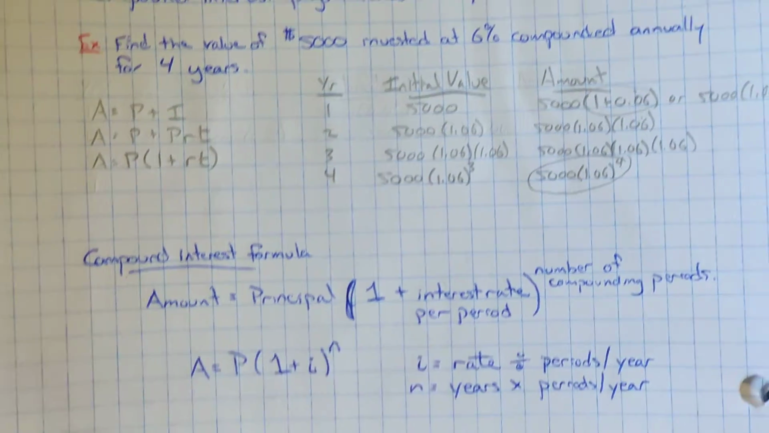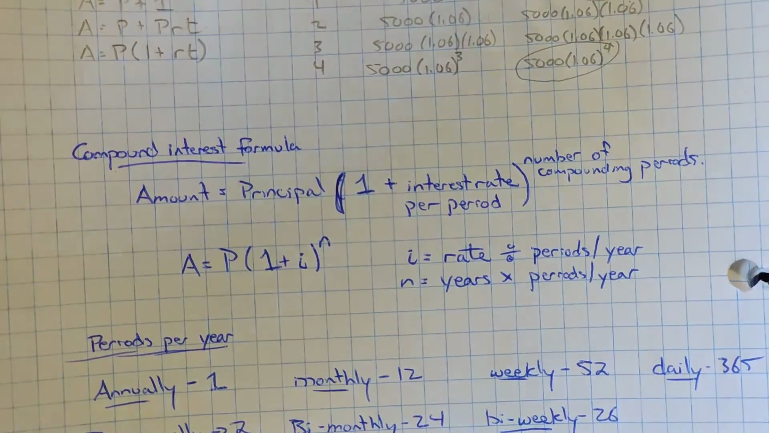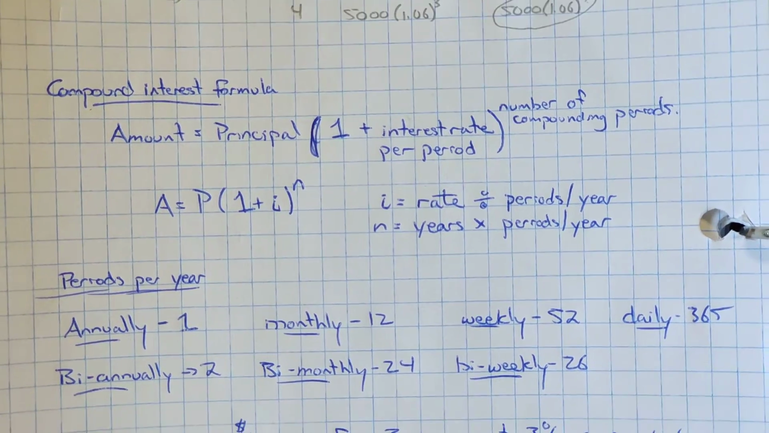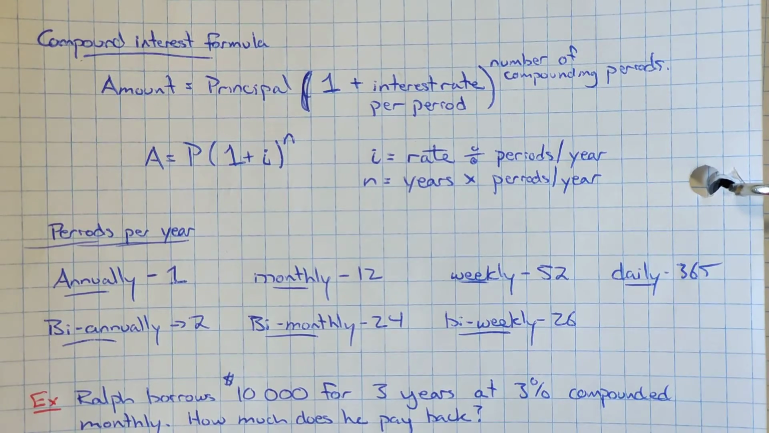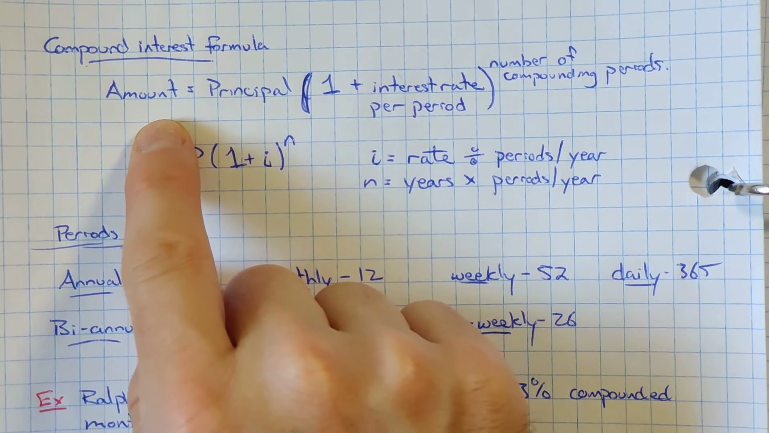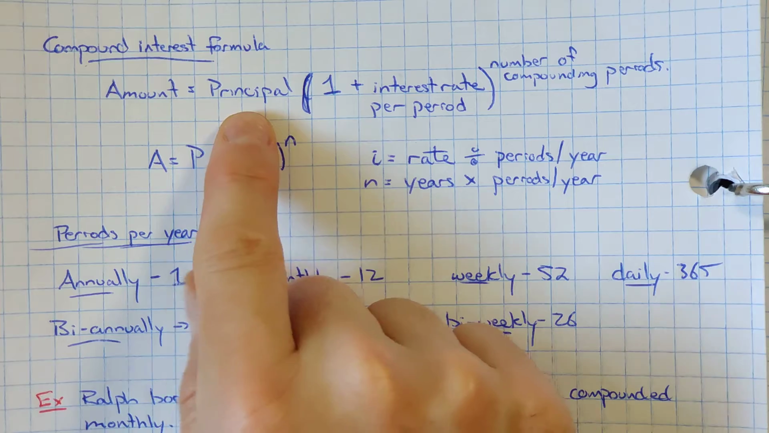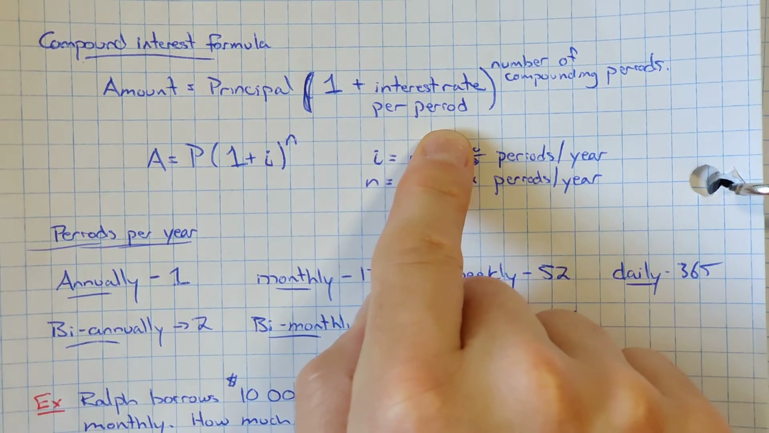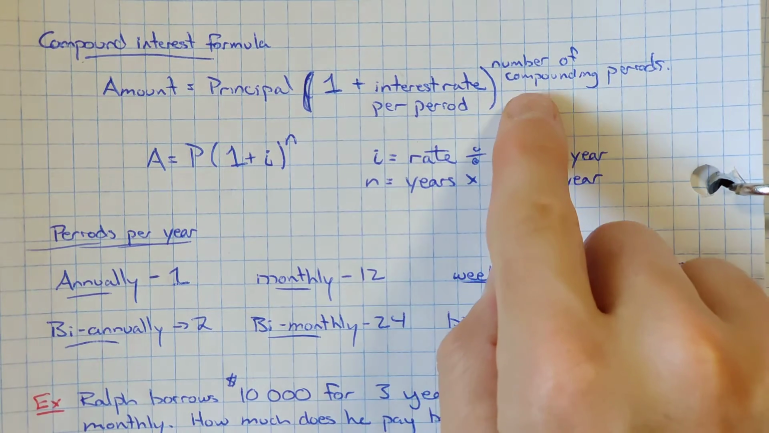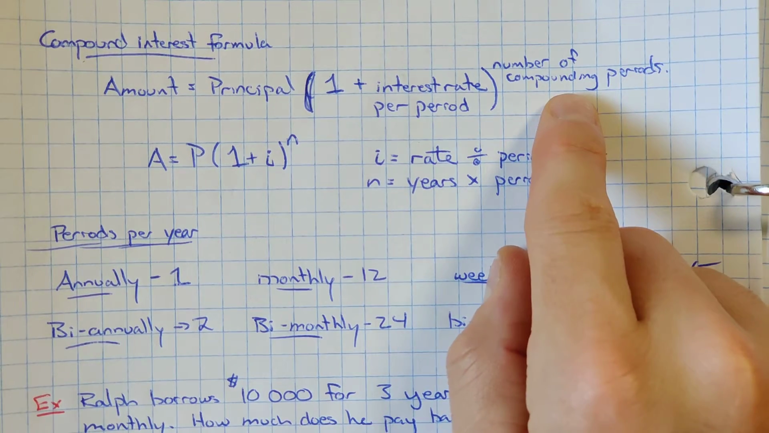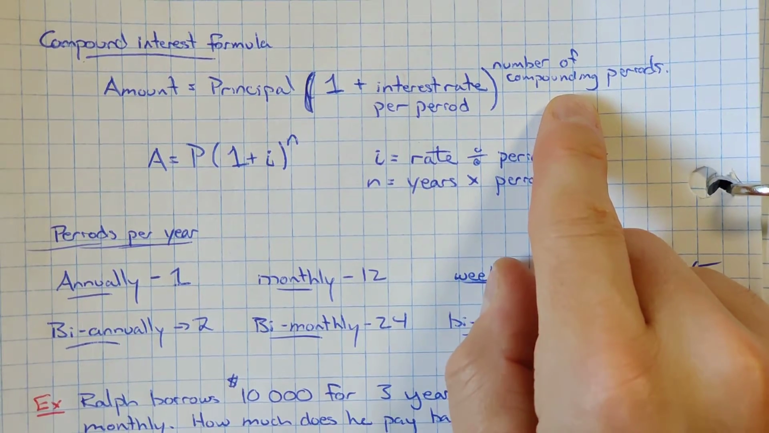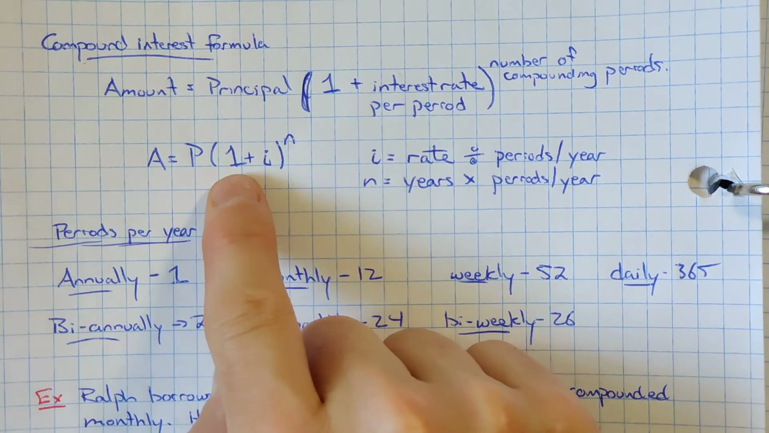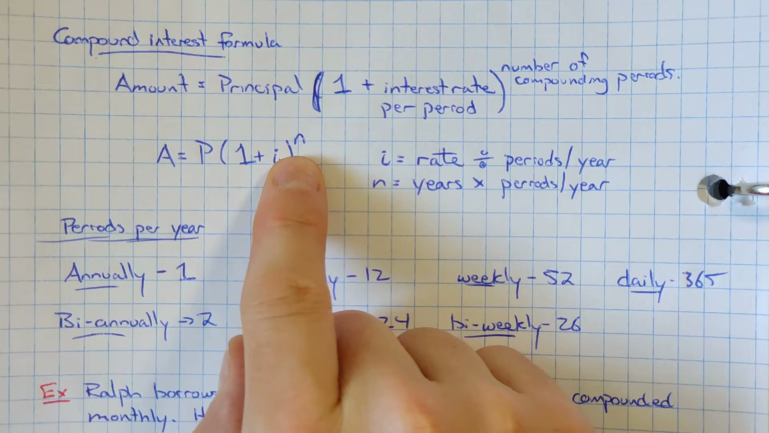A little more specific though, because the compound interest doesn't always work by years. Sometimes it works by different periods. The compound interest formula is the amount equal to the principal times 1 plus the interest rate per period. We were working with years in the previous question, to the power of the number of compounding periods. Again, we were working with years, so it was 4. So A equals P times (1 plus i) to the n.